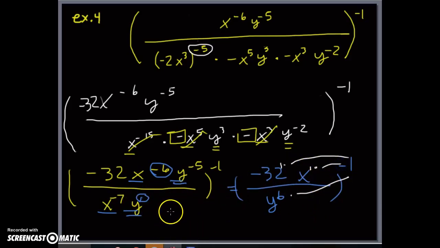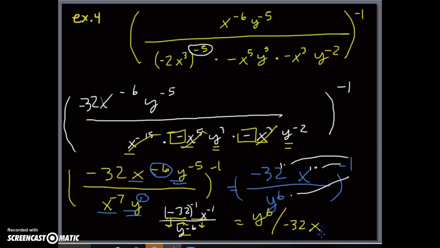So essentially what we have here is negative 32 to the negative first power, x to the negative first power, over y to the negative 6th power. Now we can convert these to positives by moving this down, by moving this down, and by moving this up. So we've got y to the 6th power over negative 32 x to the first power.